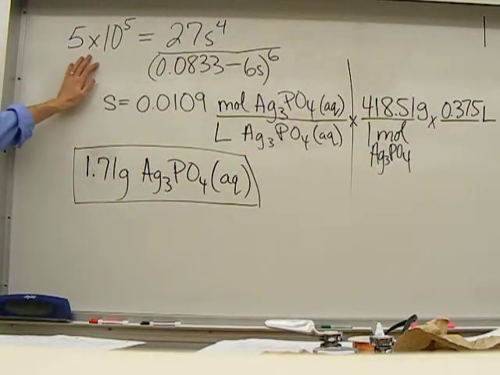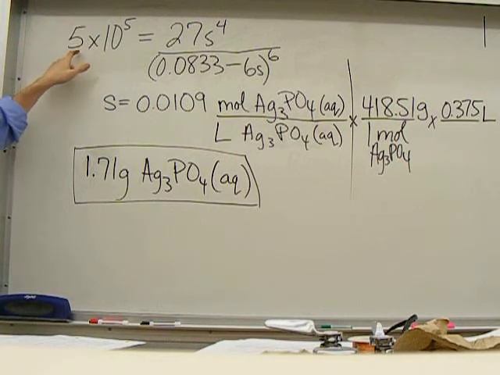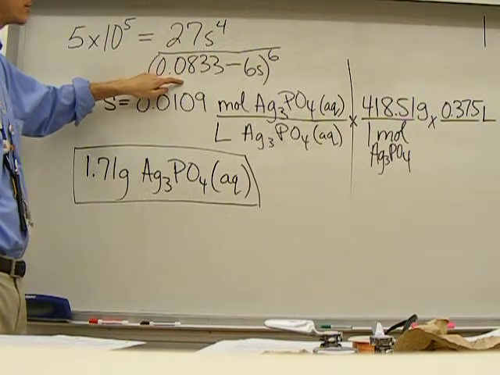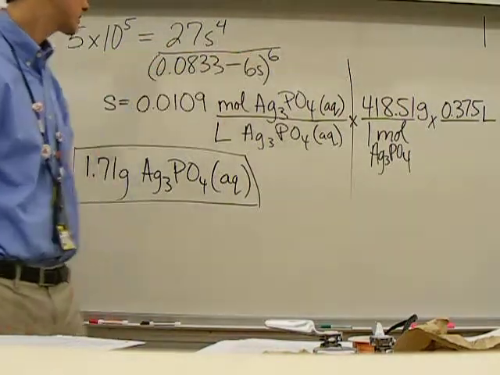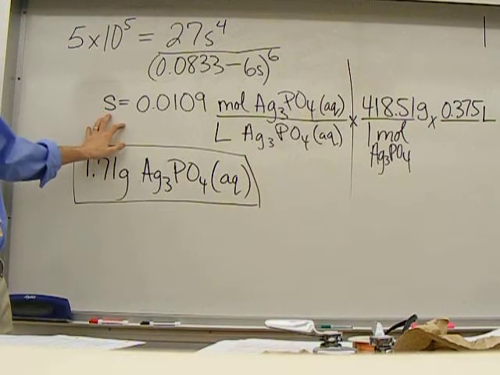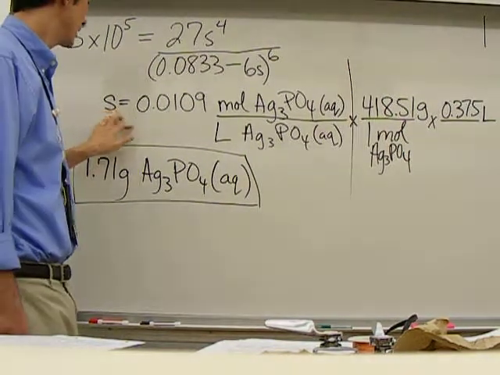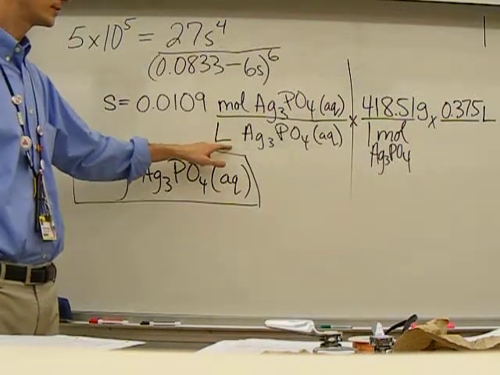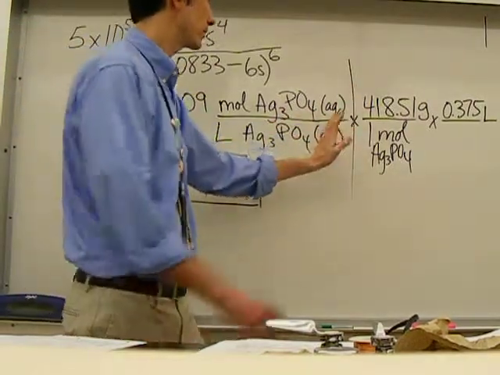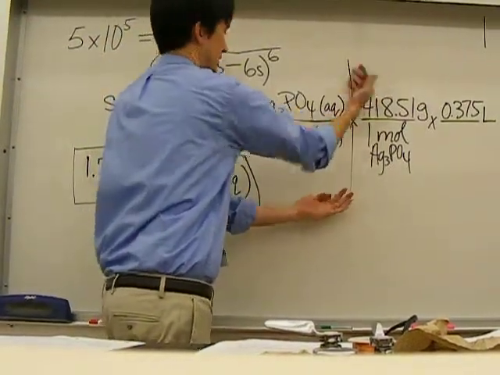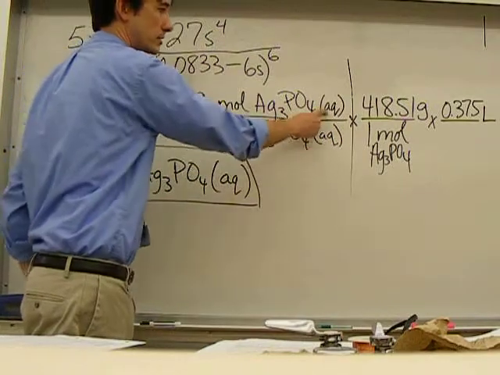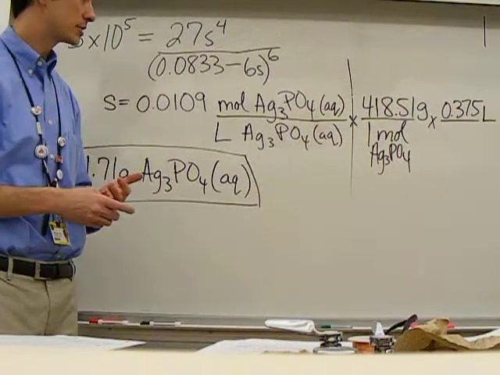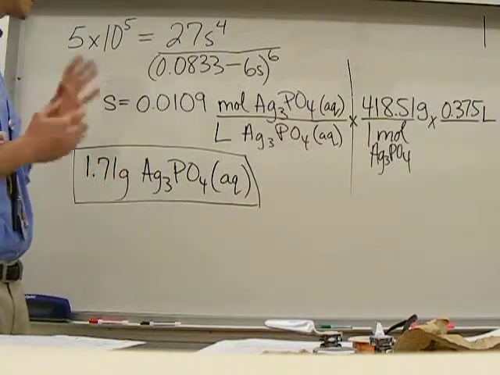All right, so we substitute. I put everything in. This value, 27S to the fourth, on the bottom 0.0833 minus 6S to the sixth. If you solve this, and your calculator can handle it, you're going to get S equals 0.0109 moles per liter. I did write the states of matter here. I drew a line here because that's S. This is S right here. That's aqueous. That's how much is actually going to dissolve, regardless of how much silver phosphate you actually put in there.